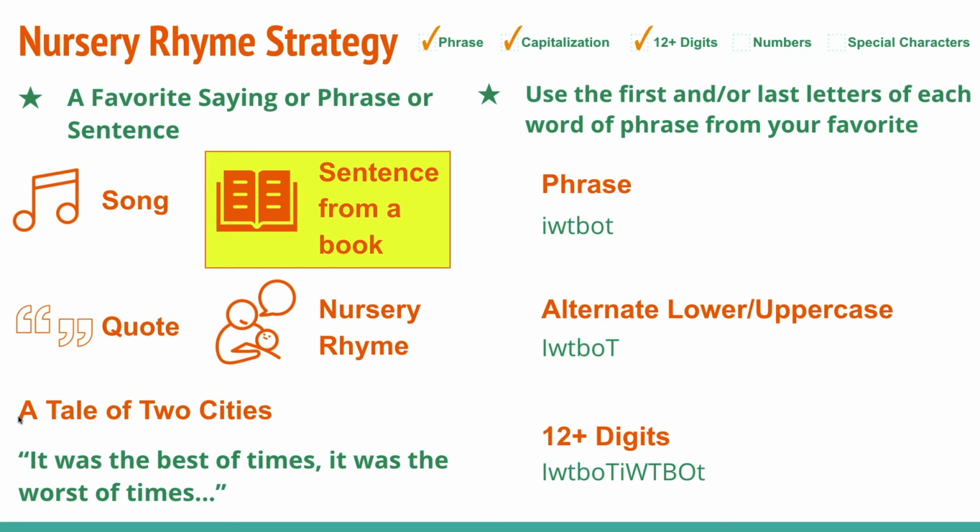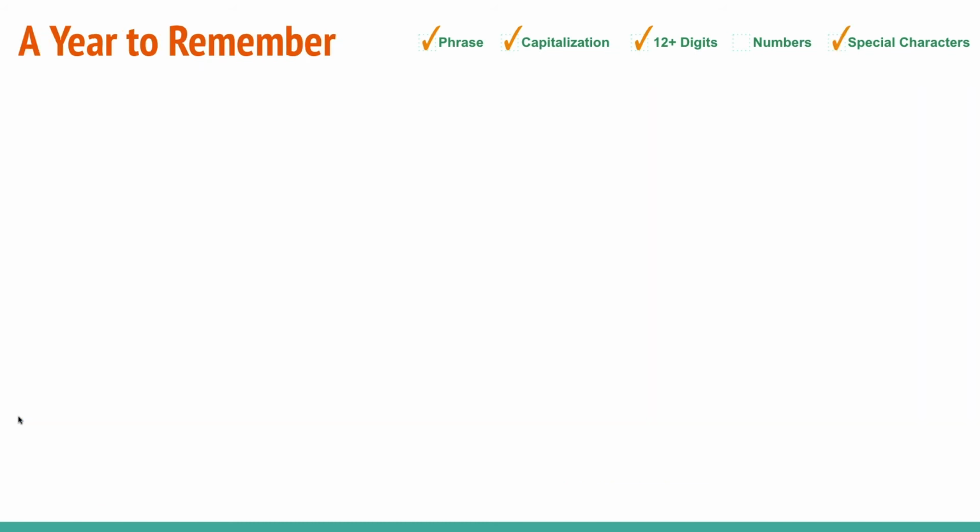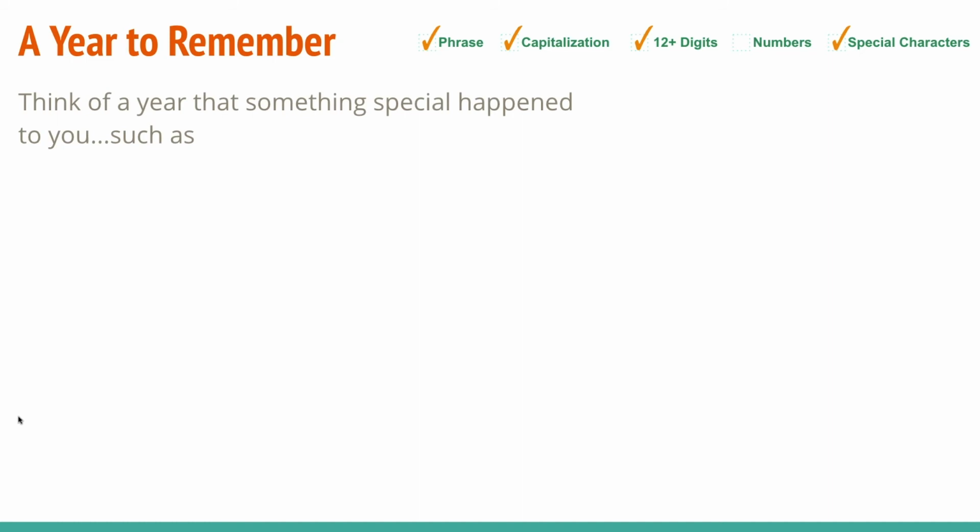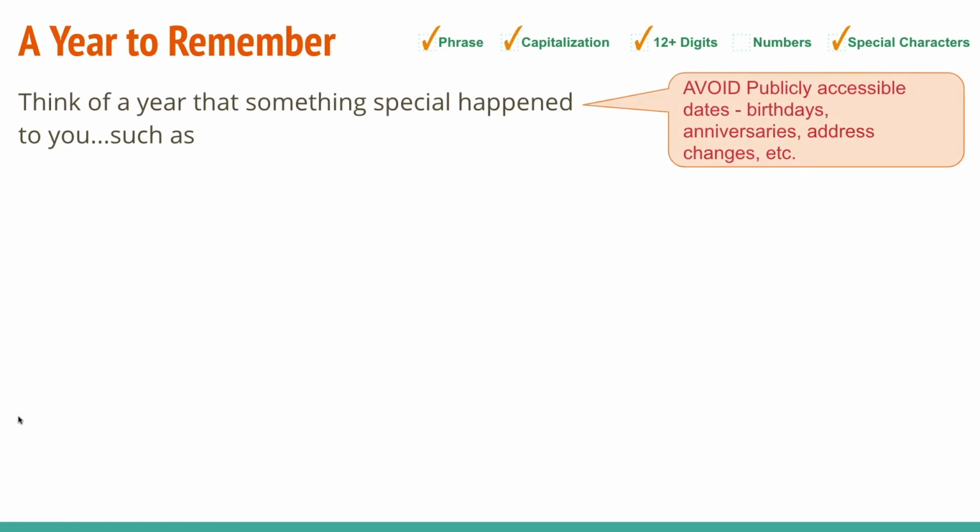All right, our password is coming along, but could be a little bit stronger with a few more additions to it. A year to remember. Let's add a number or two. Think of a year that something special happened in your life that is not publicly available. Again, avoid birth dates, dates of address changes, and even anniversary dates. Rather than publicly accessible dates, think about a year that something special happened for you or to you.